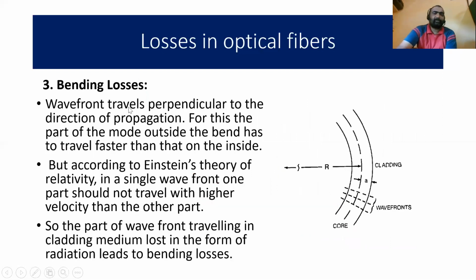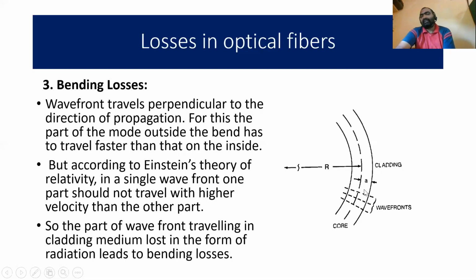Next type of losses is bending losses. The wavefront travels perpendicular to the direction of propagation. The part of the mode outside the bend has to travel faster than that of the inside. For example, take this particular core material. This is the wavefront traveling inside the core, and this part which emerged out is traveling inside the cladding material. The core is a highly dense medium, and the cladding is a rarer medium compared to the core.